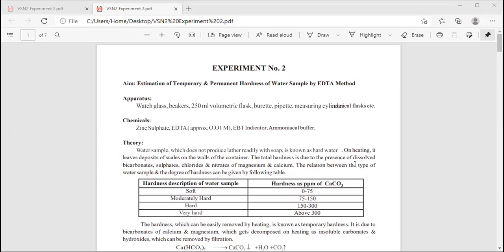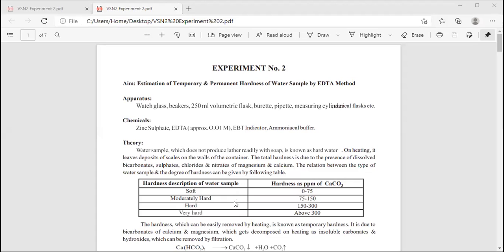Now, hard water, we have defined that instead of good lather, it gives the curd-like precipitate with the soap solution. Soft water is the one which gives the good lather with the soap solution, and hardness is the soap consuming capacity. These three definitions we have seen. Also, we have seen the definition of temporary hardness and permanent hardness. Temporary hardness is also called carbonate hardness or alkaline hardness, and it is due to carbonates and bicarbonates which can be removed by boiling and filtration. Whereas permanent hardness is non-carbonate hardness.